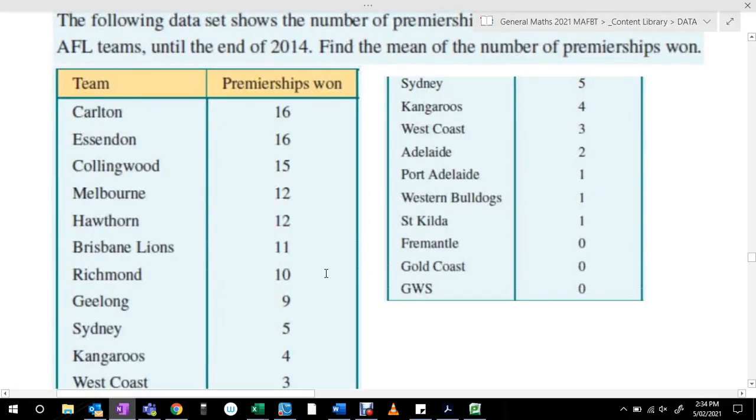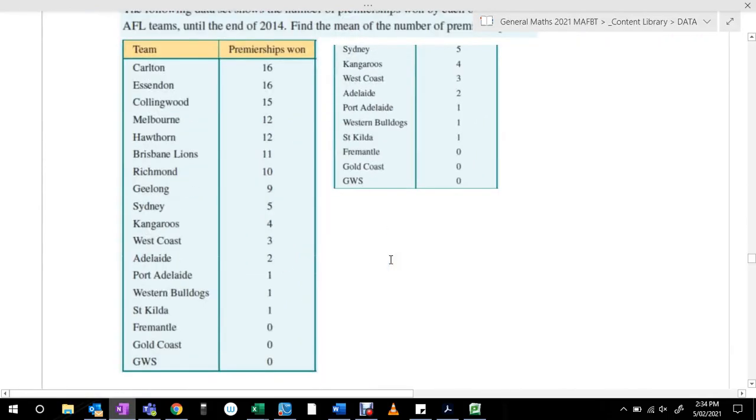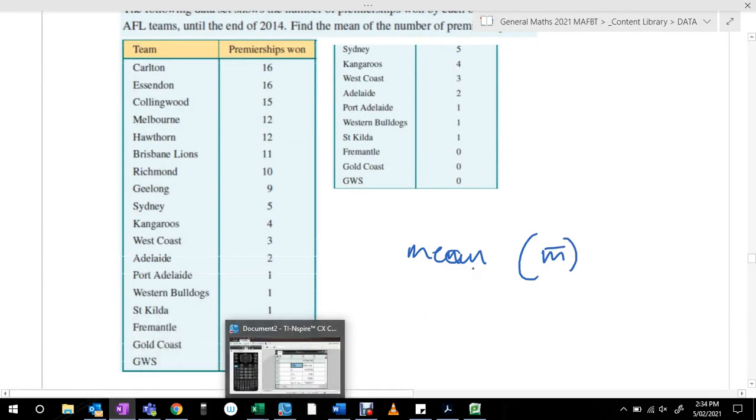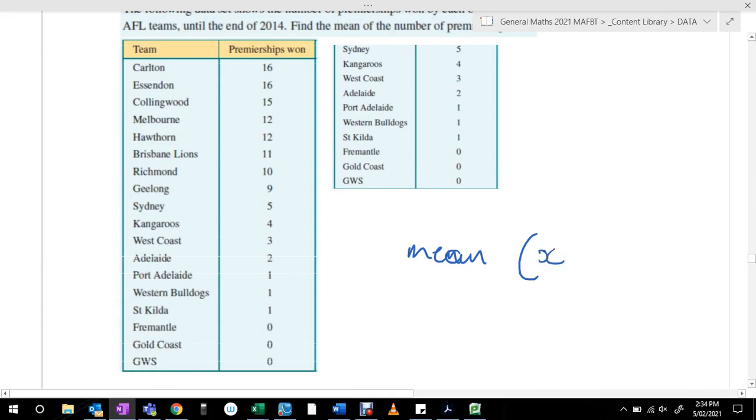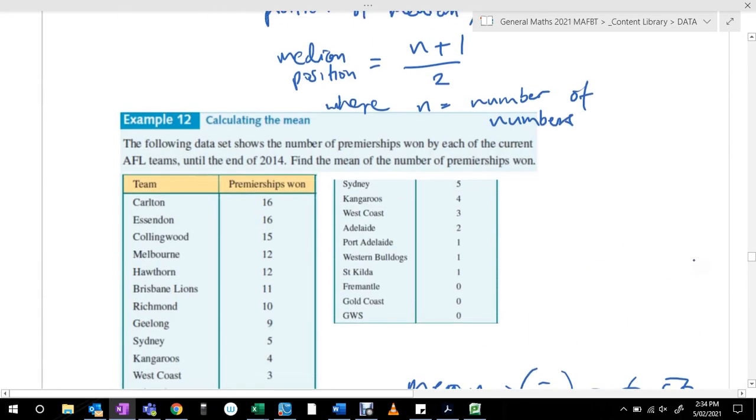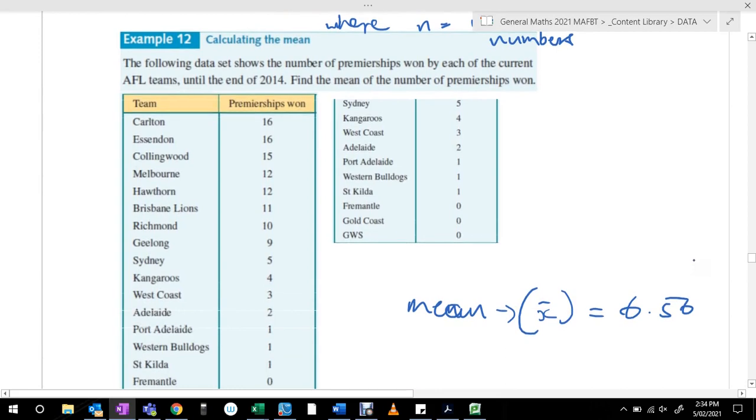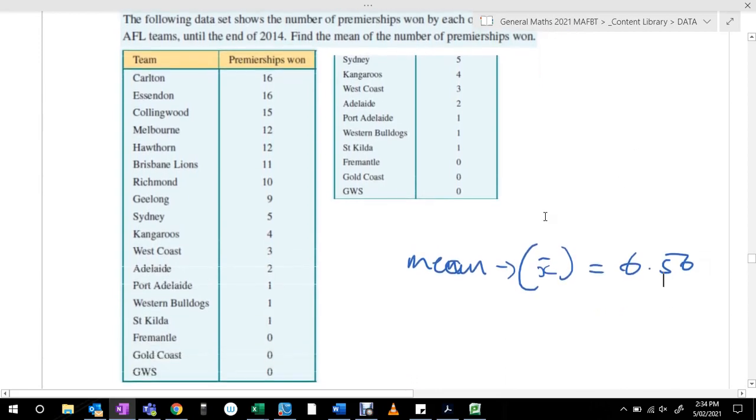Okay, so let's continue on. So the premierships, so the mean here. Mean, or you also see it as X with a line on top, which also means mean, equals 6.5. Let's round it up to two decimal places, 6.56. Okay, so this is using your calculator.